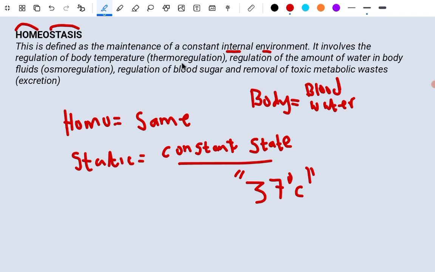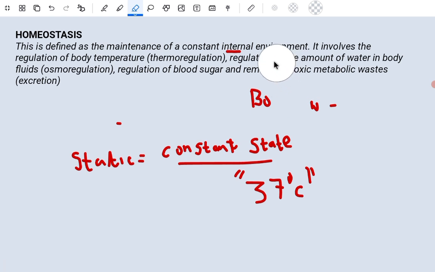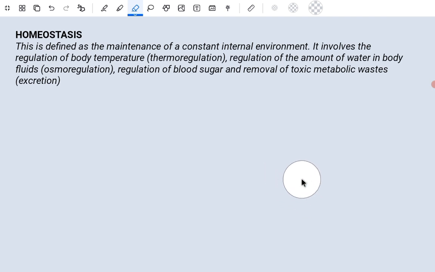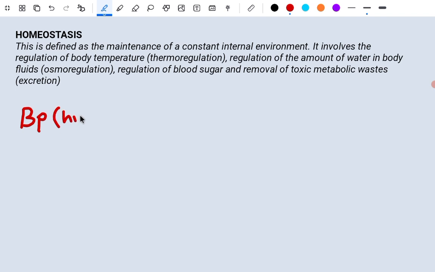It's not just temperature, but many other things that have to be maintained in a constant internal environment. We're going to talk about certain very important things that you've probably heard of. Let's talk about a condition we call BP, which is blood pressure. BP can either be high, what we call high blood pressure, or it can be low, what we call low blood pressure.